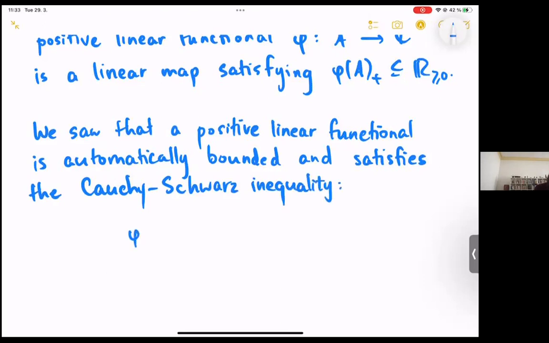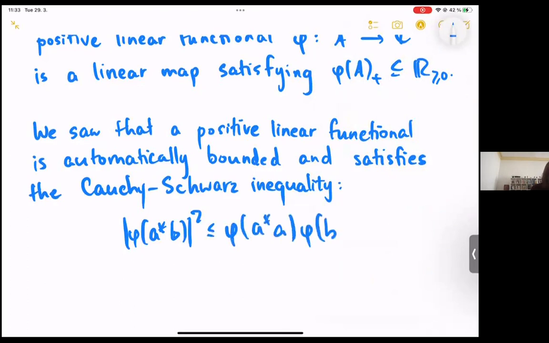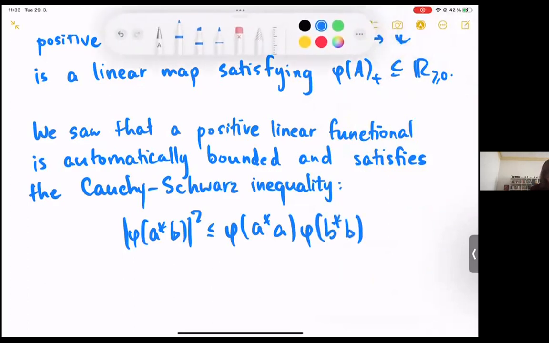So that just says that if we have phi of a star b and take the absolute value of that squared, this is always bounded above by phi of a star a times phi of b star b. And of course, we know that this here is always a positive element because it's a positive linear functional, and a star a and b star b are positive elements in the C-star algebra.